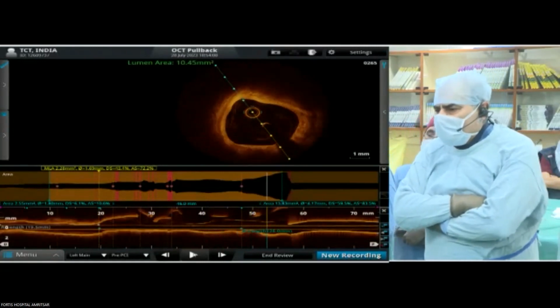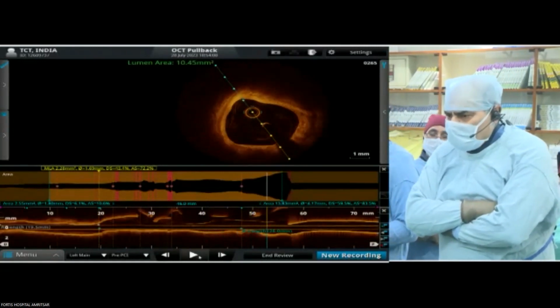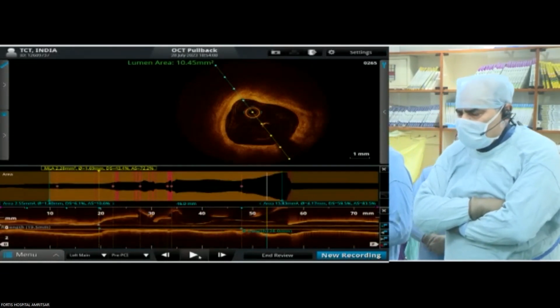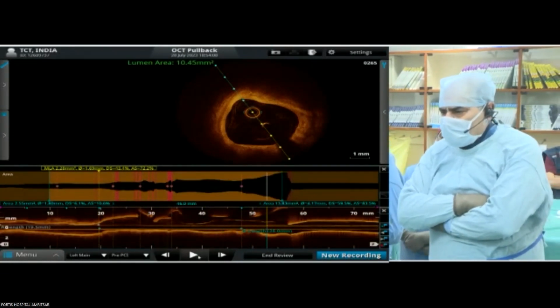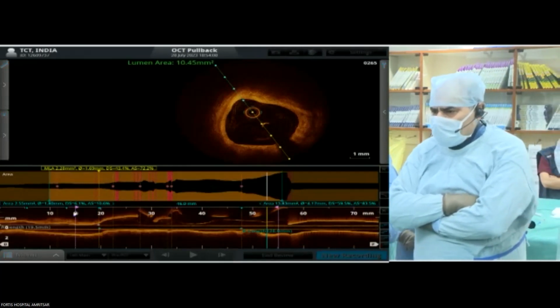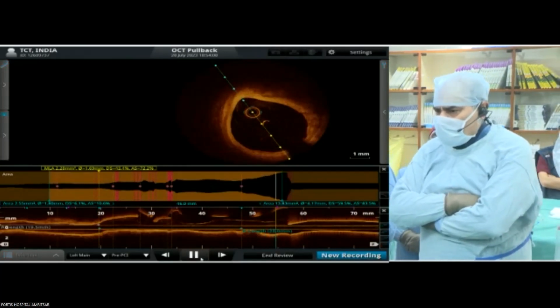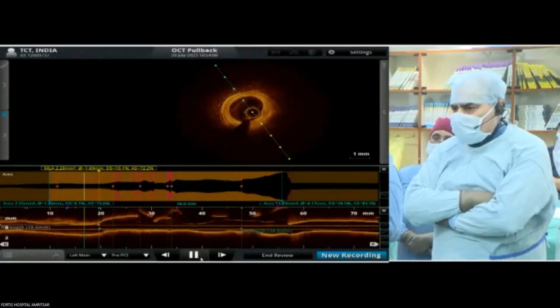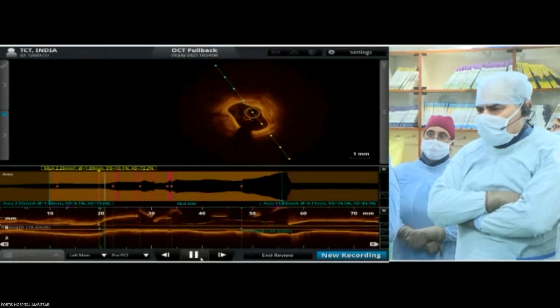Yeah, if you do a pullback, maybe we will come to know where is the absolute stenosis. The reason why is that we have been listening to lectures since morning about ostium circumflex, and everybody agrees that that's the Achilles heel.